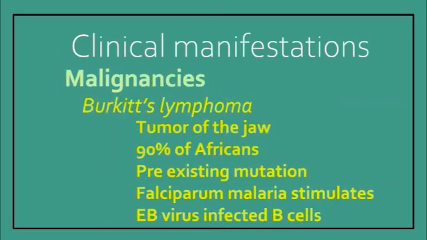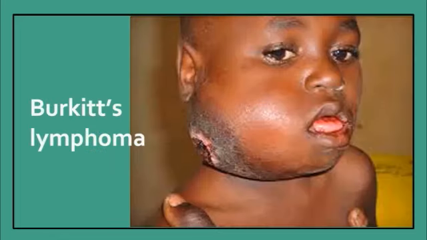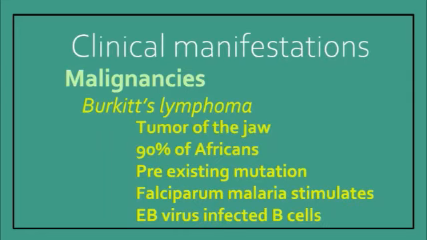Epstein-Barr virus associated malignancies are very, very important to know. The first and foremost is Burkitt's lymphoma. It is a tumor of the jaw seen in children and young adults. It is associated with 90% of African and 20% of non-African cases of Burkitt's lymphoma. Most of the cases have pre-existing mutation. Falciparum malaria may impair host CMI and stimulate Epstein-Barr virus infected B cells.